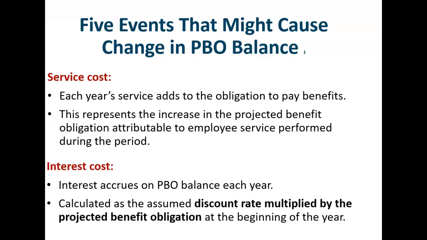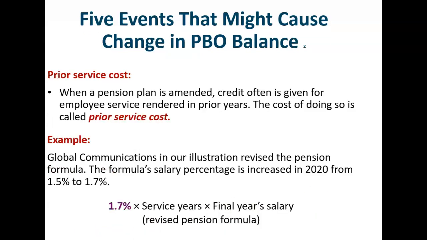Hi everybody. In the previous videos, we talked about 3 events that could change the balance in the pension benefit obligation: the current year service cost and interest cost, as well as prior year service cost. In this video, we'll explore 2 additional events: gains and losses resulting from a revision of an estimate, and payments to retired employees.